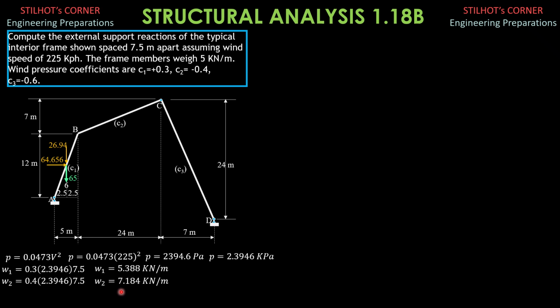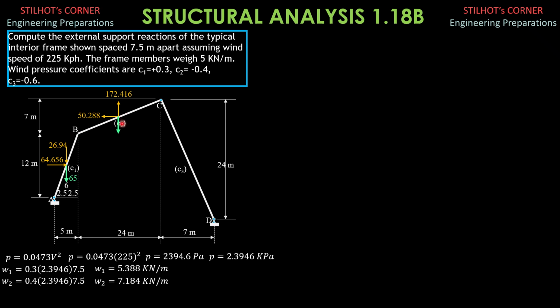The X component of force, because this is suction, is leftward. It is 7.184 times vertical projection 7, and it is equal to 50.288 kilonewtons leftward. The vertical component of wind load is upward, suction also. It is 7.184 times horizontal projection 24, so it is equal to 172.416 kilonewtons.